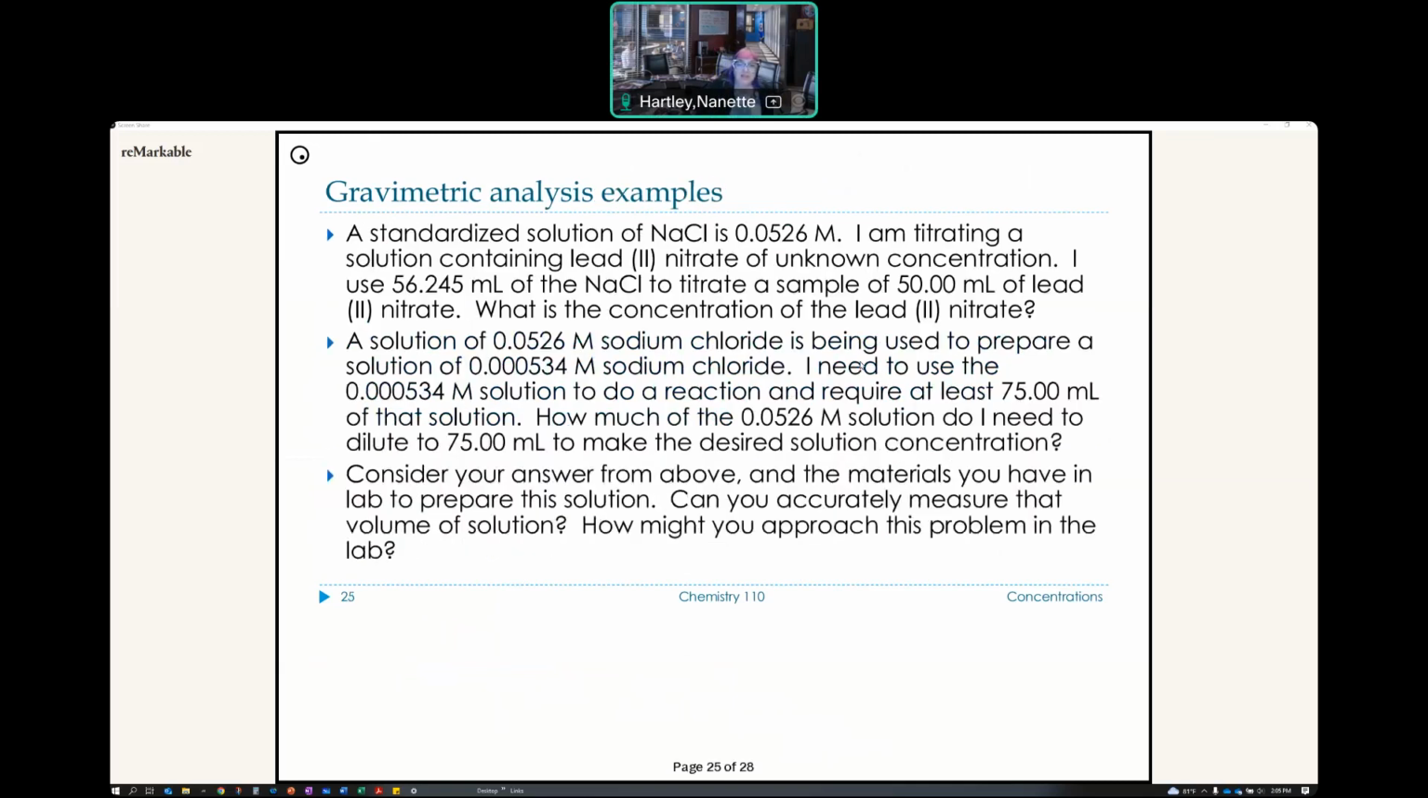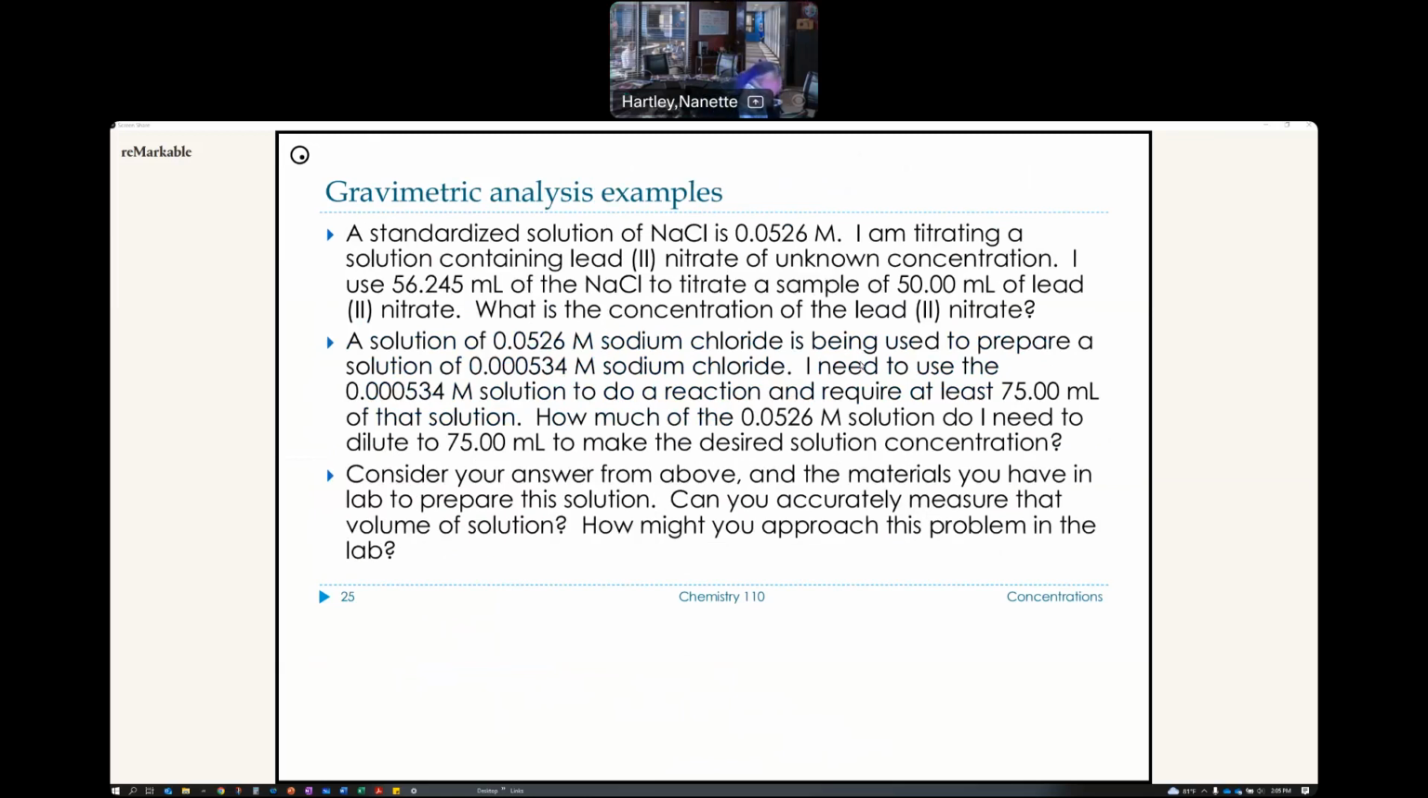Okay. Standardized solution of NaCl is 0.0526 molar. Titrating a solution containing lead-2 nitrate of unknown concentration. I use 56.245 milliliters of the NaCl to titrate a sample of 50 milliliters of lead-2 nitrate. What's the concentration of lead-2 nitrate? Gee, this looks familiar. So let's see what we got.